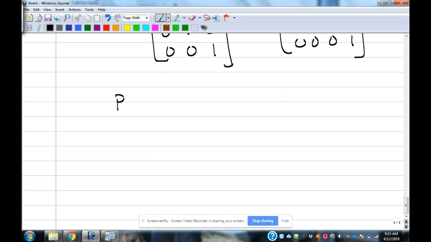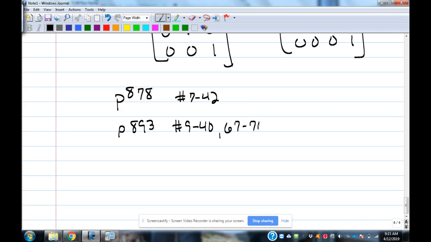All right, practice problems. 878, 7 through 42, 893, 9 through 40, skip a few, and go to 67 through 70. We leave out some of that second section.